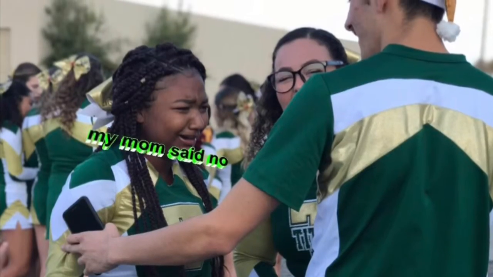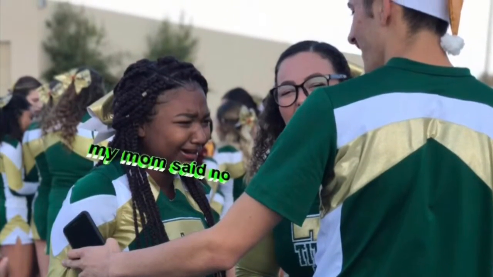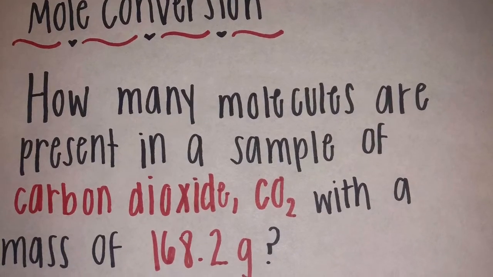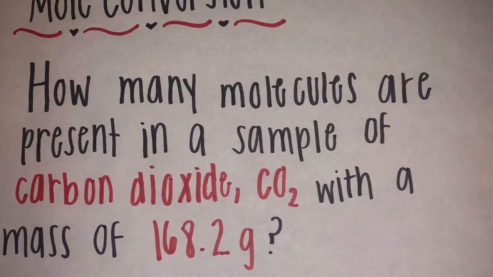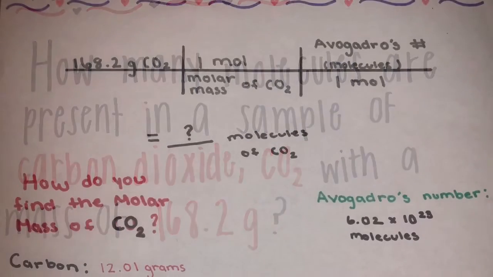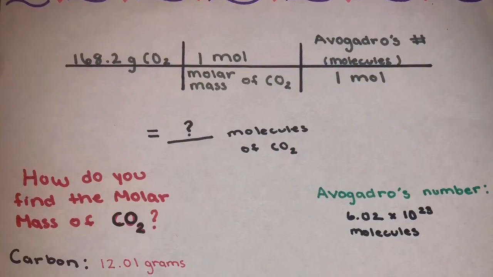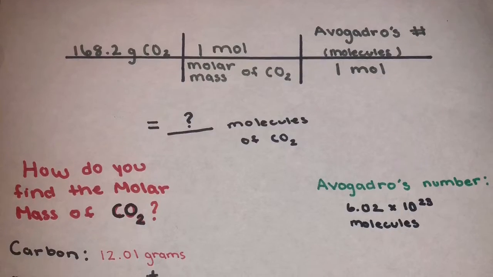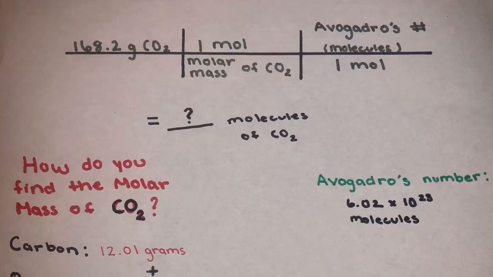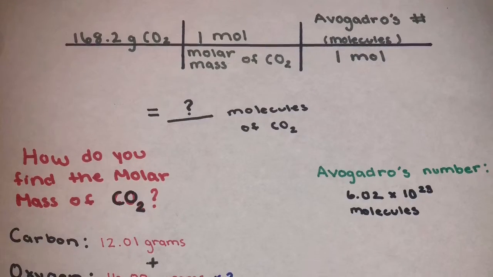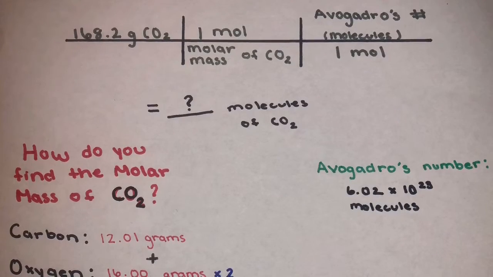Now let's move on to mole conversions. How many molecules are present in a sample of carbon dioxide, CO2, with a mass of 168.2 grams? In order to set up the problem, you want to start with the given. 168.2 grams of carbon dioxide is the given. So next we have to cancel that. So we would put the molar mass of CO2 on the bottom.